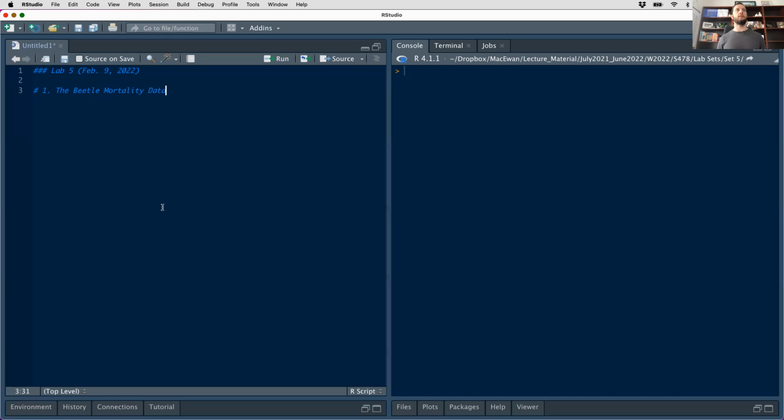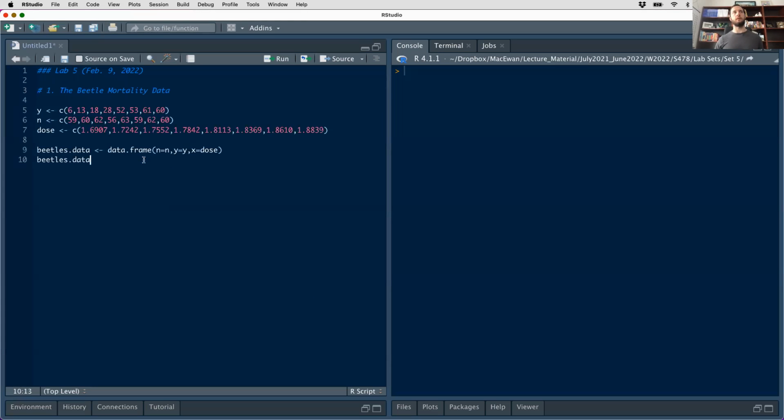In lecture set number 5, we were working with the Beetle mortality data. Unfortunately, this data, as far as I know, is not available in R directly. So we can build a data frame ourselves. This is done in a pretty straightforward manner.